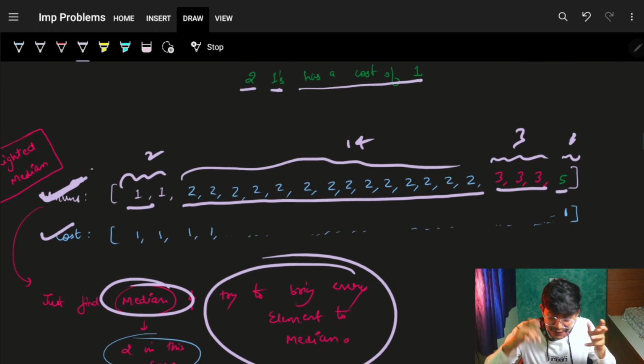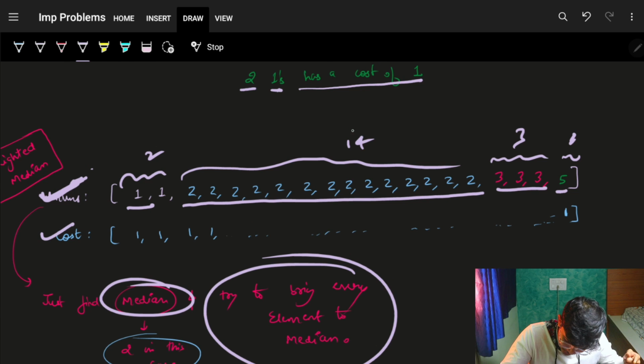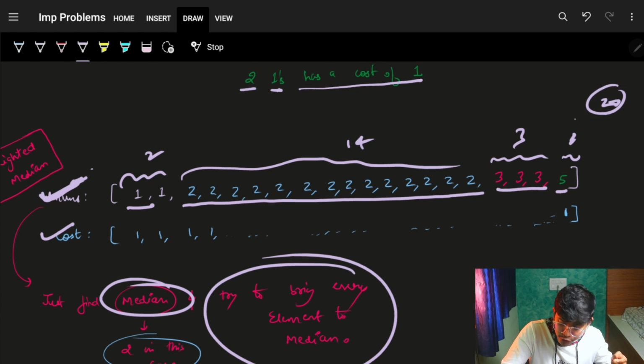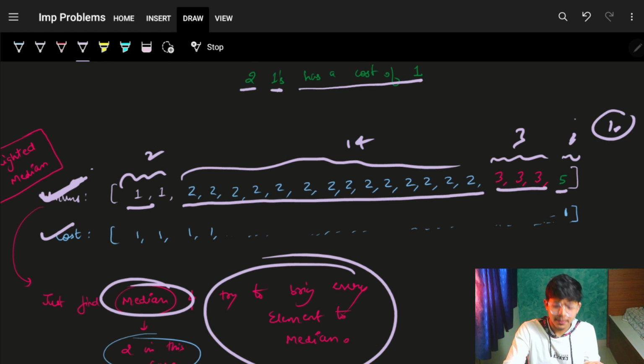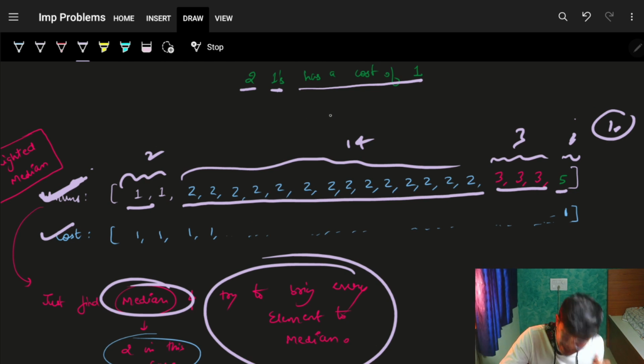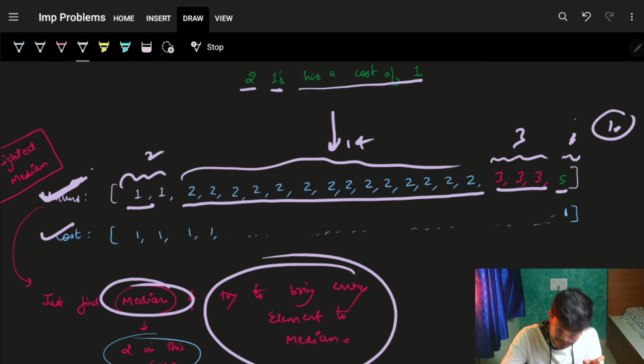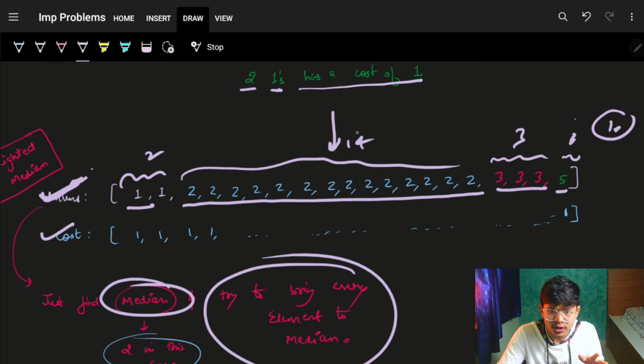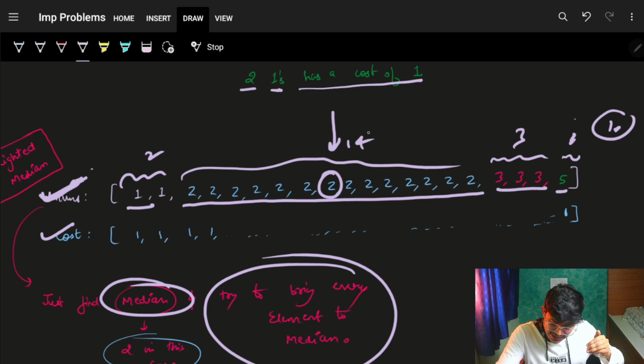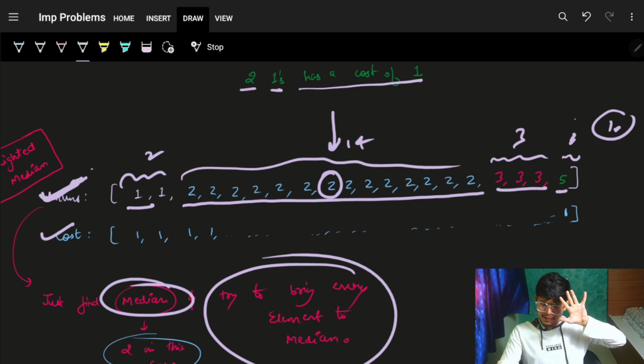So now I know the total number of elements is 20. So the median is the 10th number. 2 numbers are exhausted, and now I want the 8th number. The 8th number will come somewhere in that 14 range only. For sure, my median is 2, because 8 is less than 14. So now I know my median is 2.